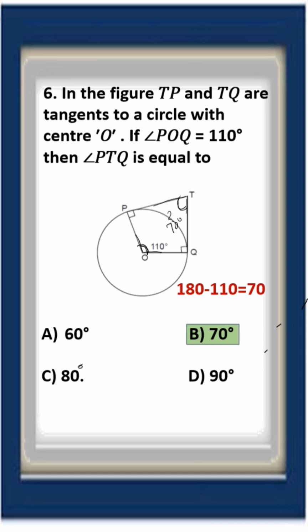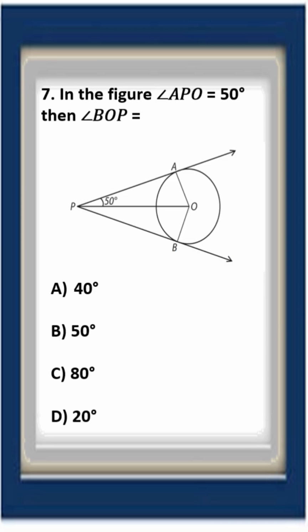In the figure, angle APO is 50 degree. Then angle BOP is. We know that triangles APO and BPO are congruent to each other. So angle OPB is 50 degree.